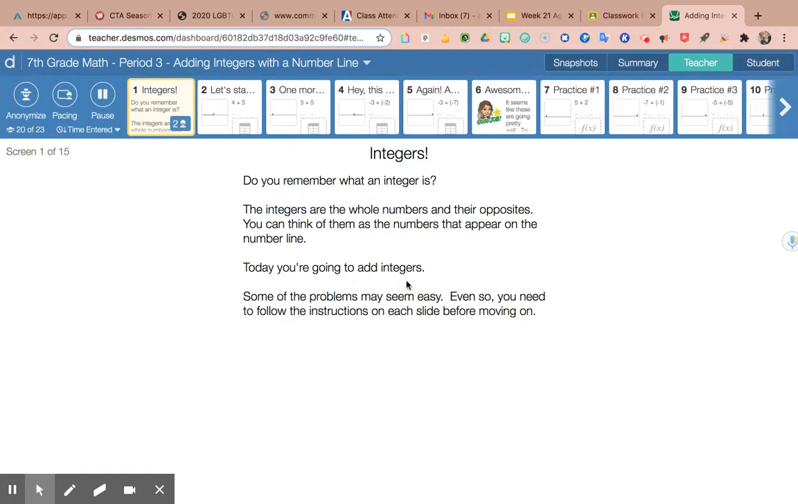Today you're going to add integers. I know we've already talked about this and you guys are probably pros at it, but we really want to model how to use them on a number line. So some of the problems may seem easy. Even so, you need to follow the instructions on each slide before moving on. So you want to make sure you're using the number line. So today we're practicing modeling on a number line.